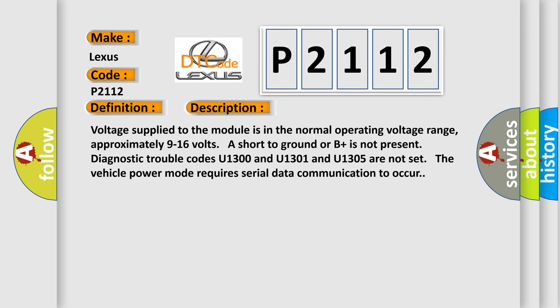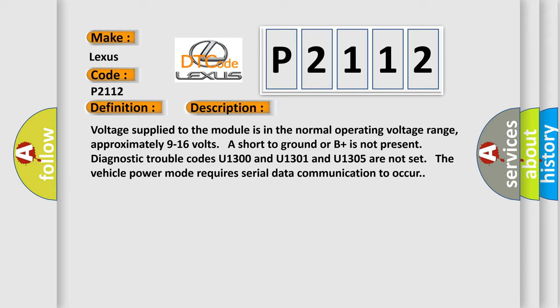Voltage supplied to the module is in the normal operating voltage range, approximately 9 to 16 volts, or short to ground, or B plus is not present. Diagnostic trouble codes U1300, U1301 and U1305 are not set. The vehicle power mode requires serial data communication to occur.